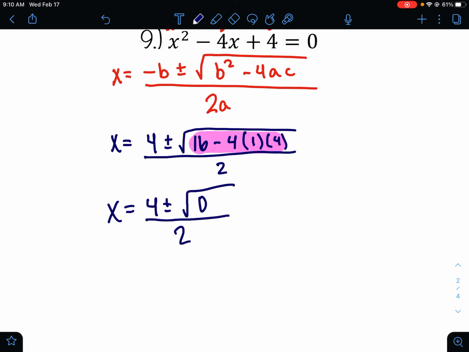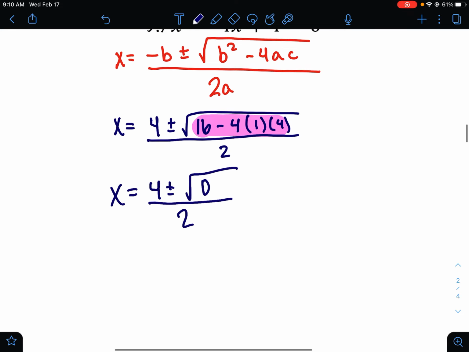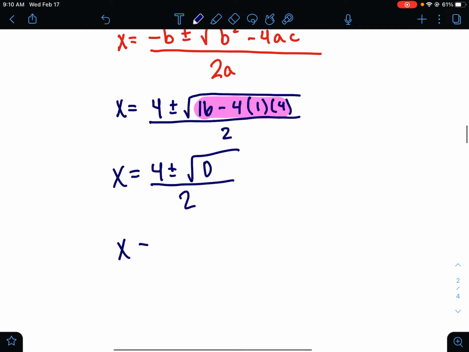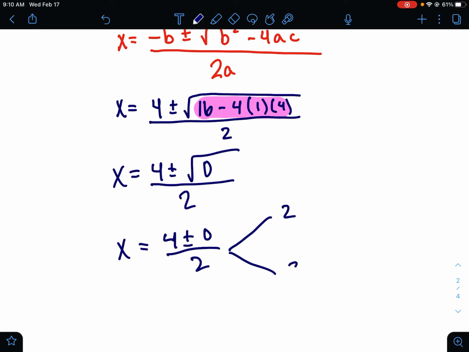Okay. Now, the square root of 0, hopefully you know this, is 0. So it's just 4 plus or minus 0 over 2. And so I can actually break this down now into 4 plus 0 divided by 2 and 4 minus 0 divided by 2. 4 plus 0 is 4, divided by 2 is 2. 4 minus 0 is also 4, and divided by 2 is 2. And lo and behold, we do get only one solution, and that solution is 2.